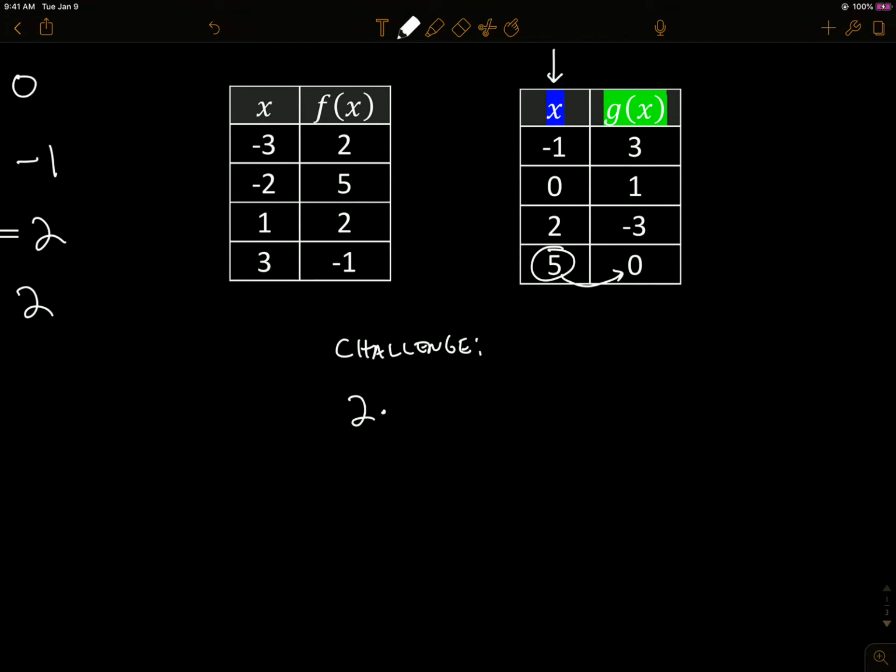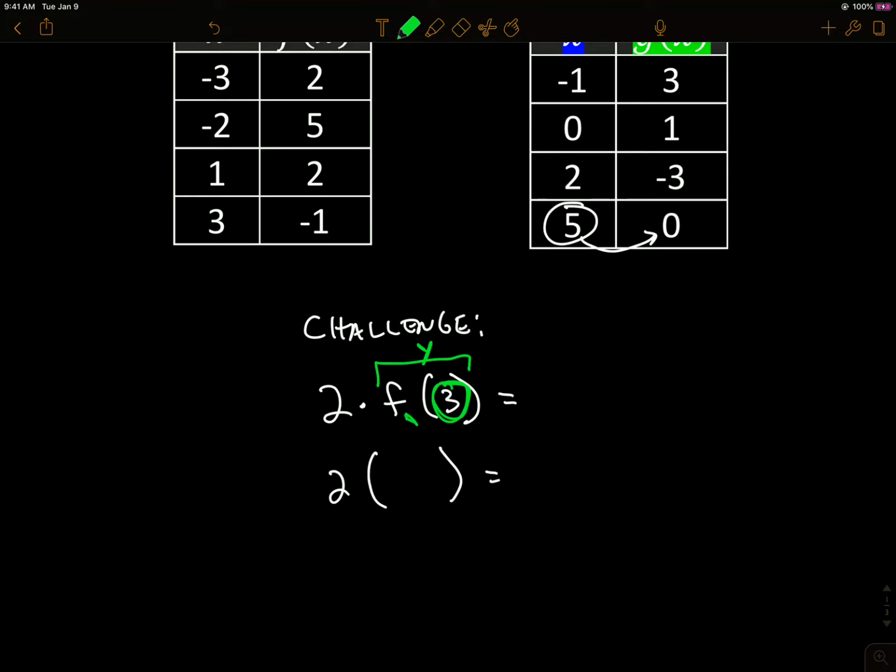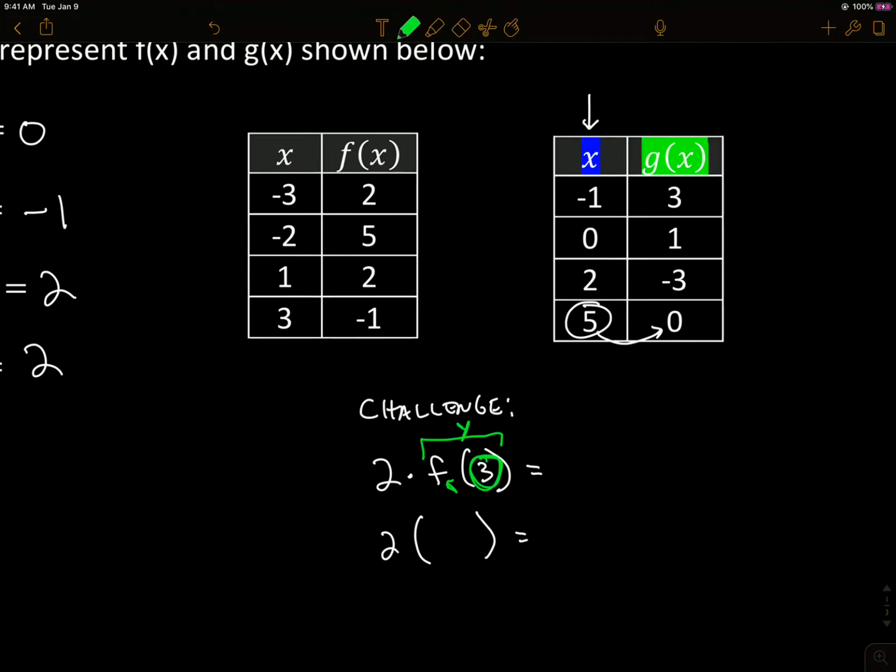What is 2 times f of 3? What does that equal? So the 2 is just really a 2 times. We're going to find out what f of 3 is. So again, if I understand the function notation, f of 3 represents a y value for the given x value 3. The f is important because it tells me which table to use. So I go to the table f, I find my x of 3, 3 maps to -1. So I know that f of 3 equals -1.